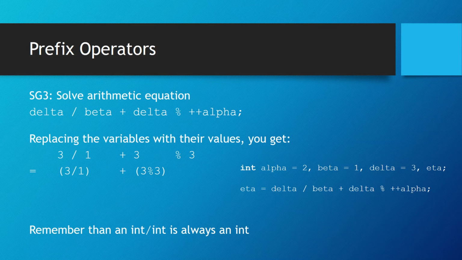Because of operator precedence, we know that the division and mod happen first. So 3 divided by 1 is 3. 3 mod 3 is 0. 3 plus 0 results in the value of 3. Remember, an integer divided by an integer is always an integer.